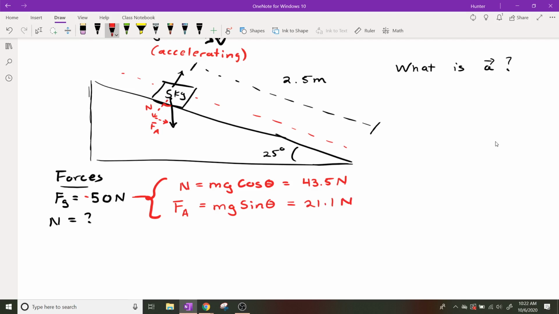21.1 newtons. Okay, now if you do the Pythagorean theorem, if you do 43.5 squared plus 21.1 squared, you're going to get 50. Because if you take those two components, you're going to get something really close to 50. Like I've had people before be like, no, I got 49.999. It's like, come on, it's like 50. It's pretty close to there.